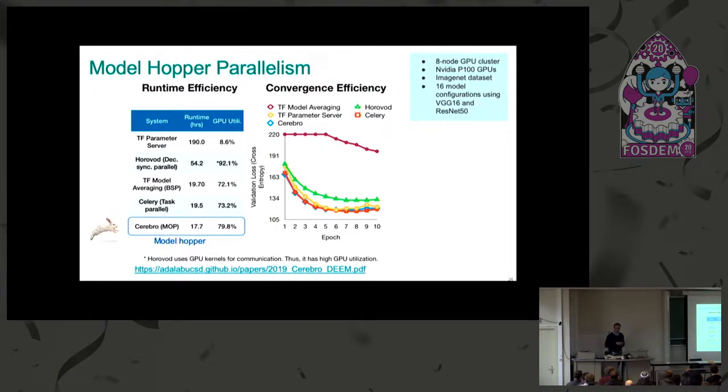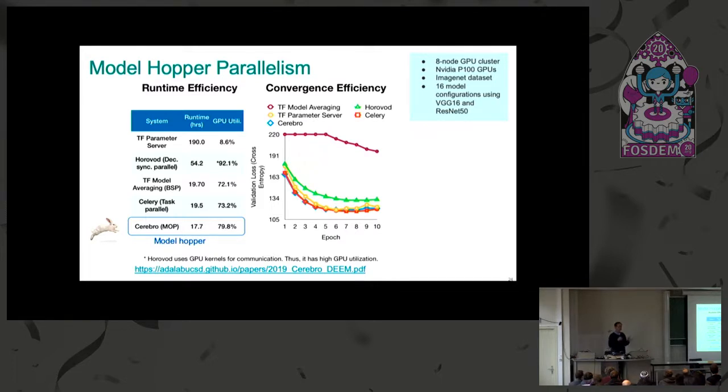So how does that work? Well, it performs pretty well. This is from the paper. The curve that we're looking at here is, like before, a loss curve on the y-axis, and epoch, so number of passes over the data, on the x-axis. And the model hopper is one of the bottom curves, so it has very good convergence performance. And if you look at runtime and GPU utilization compared to other methods, it's pretty good. So it has high GPU utilization, and as a result, it has very good runtime.